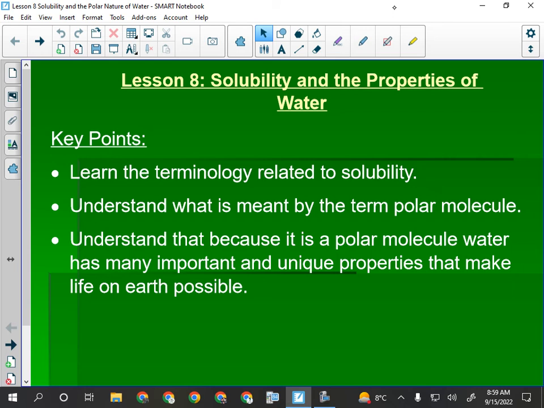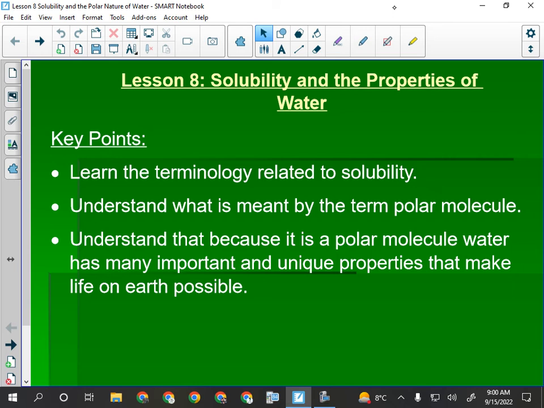The one thing that's new in solubility is using the solubility chart that is on the back of your periodic table. It's a chart that helps us to predict how soluble an ionic compound is in water. It's pretty easy to use, but we will be going over that today.